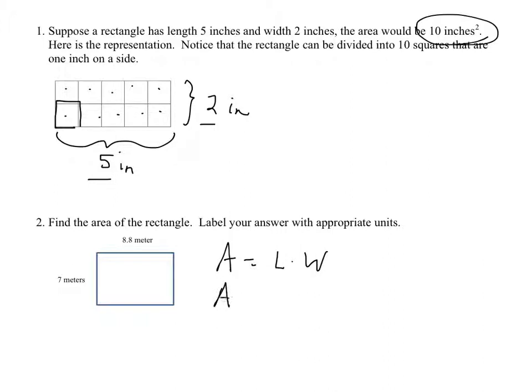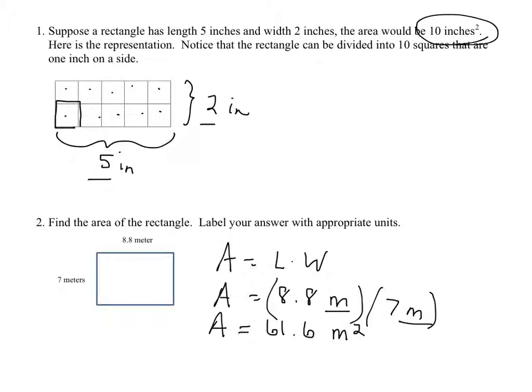Here we go. Area is the length, which is 8.8 meters, and the width is 7 meters. So when I multiply those together, I will get 61.6. Now here's the cool part. Meters times meters is meters squared. So that's what that area is, 61.6 meters squared. So what does that mean? Well, I can fit 61 1 by 1 squares in there and 0.6 of another.